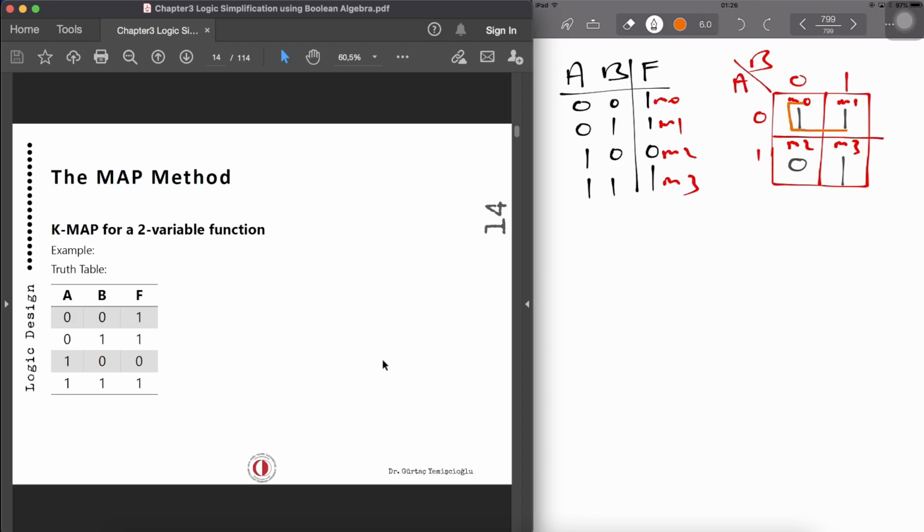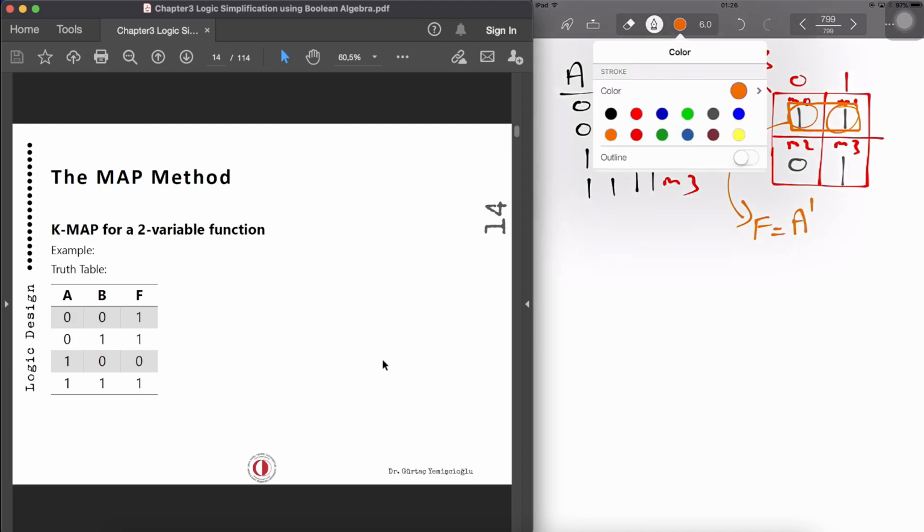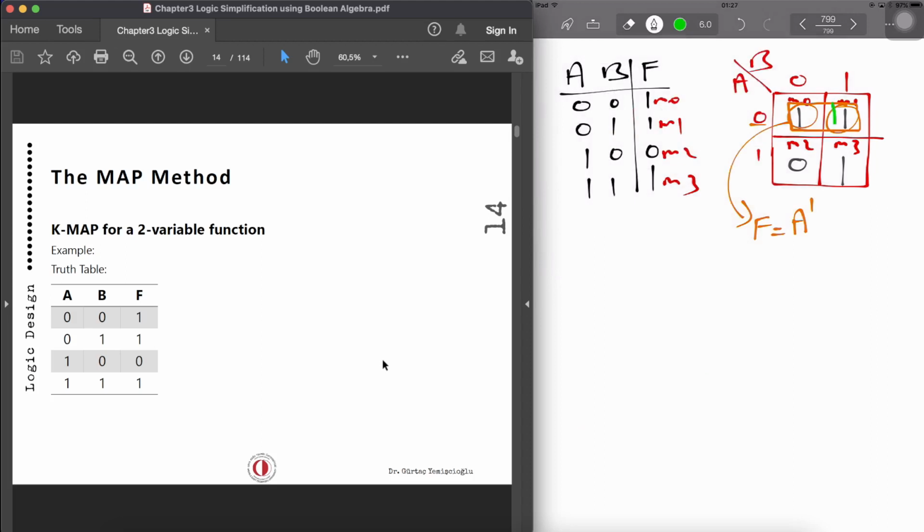We can do the same combination like we have done before. We can combine those and say F is over there. A is not changing, A prime is 0 at those 2 points, and B is changing from 0 to 1, 1 to 0. So I can say that this part is A prime. Then I'm just changing the color to show the difference. Then I can do another combination because I want to cover that one as well.